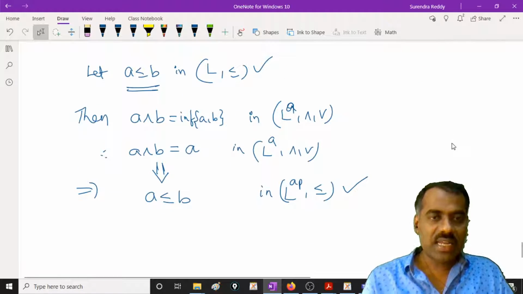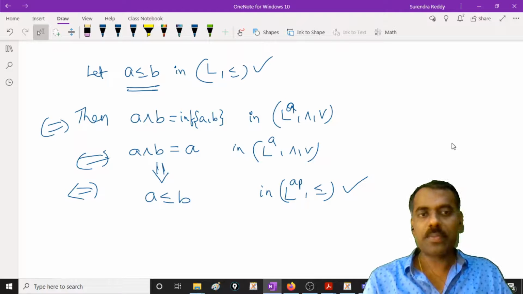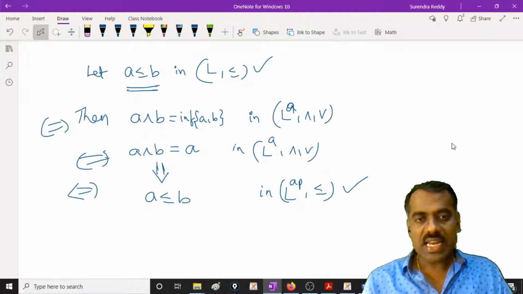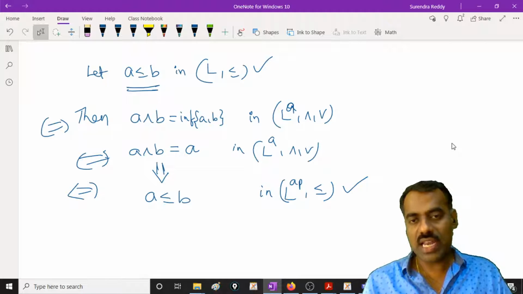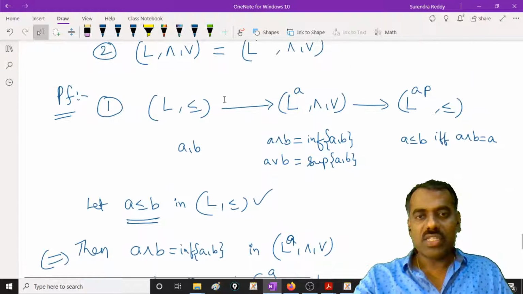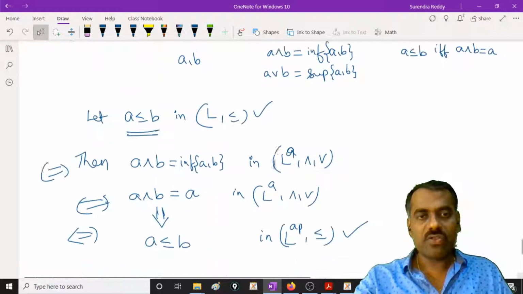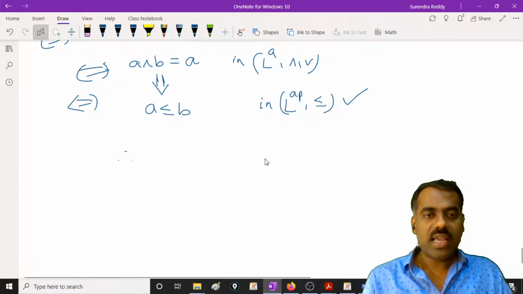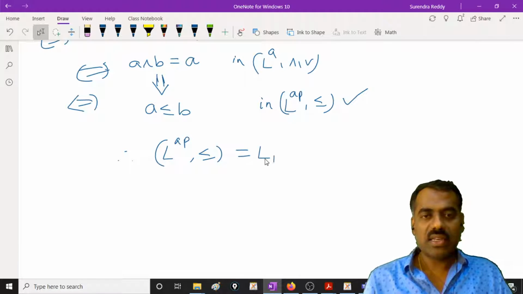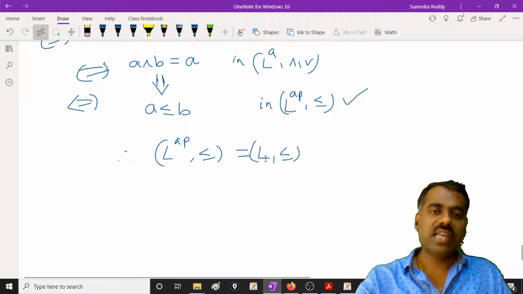I mean, you can do it in this way if necessary. Are you following? A and b are related here, and they are also related here. Whenever they are related here, they are also related here. Is this clear? That shows that these two are actually the same lattices, right? Therefore, we have proved that L A P is the same as L with the relation.